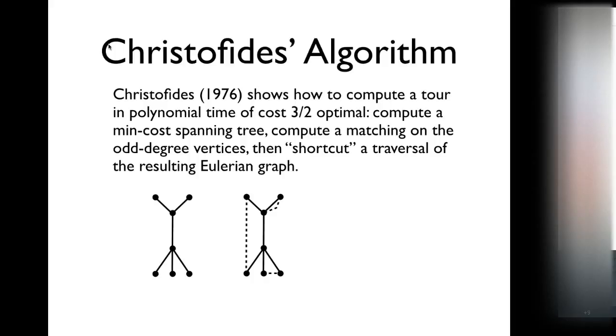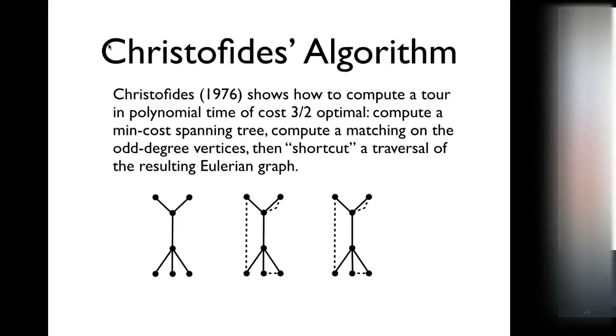So we can use a technique that's called shortcutting. When following this traversal, whenever I come to a vertex that I've visited before, I'm just going to skip over it and go to the next possible vertex. And because the edge costs obey the triangle inequality, the cost of the resulting tour isn't going to be more than the cost of these edges that were in this Eulerian graph to start with.